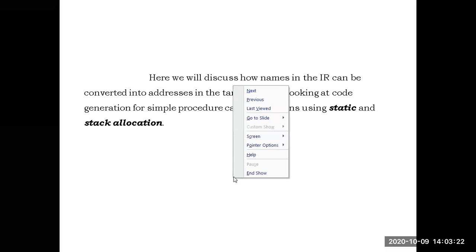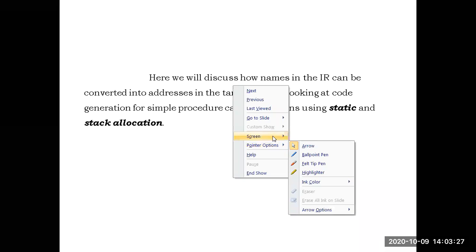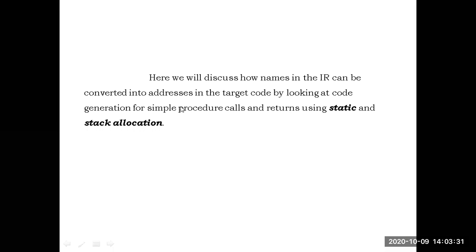In this topic, we will discuss how the names in the intermediate representation can be converted into addresses. IR stands for intermediate representation. We will discuss how the names used in the IR can be converted into addresses in the target code, by taking sample procedure calls.